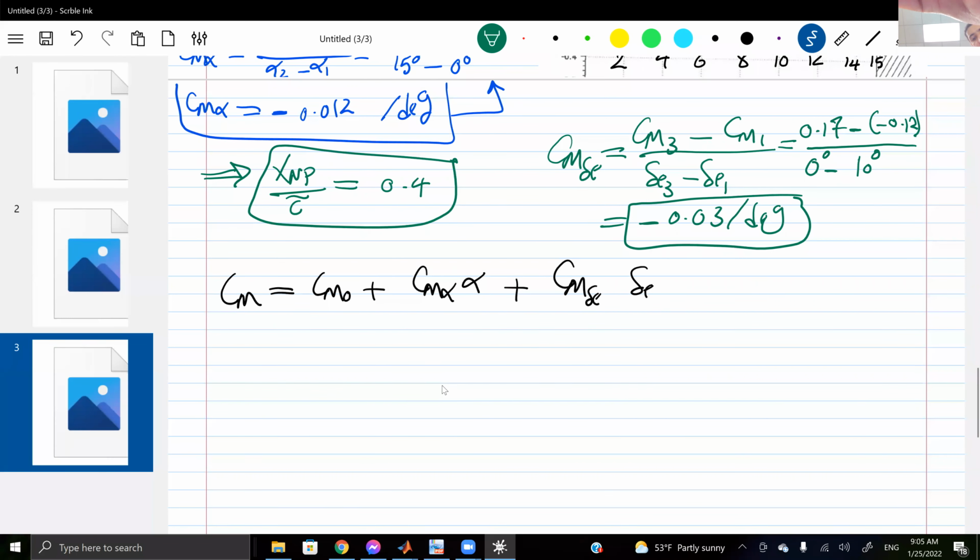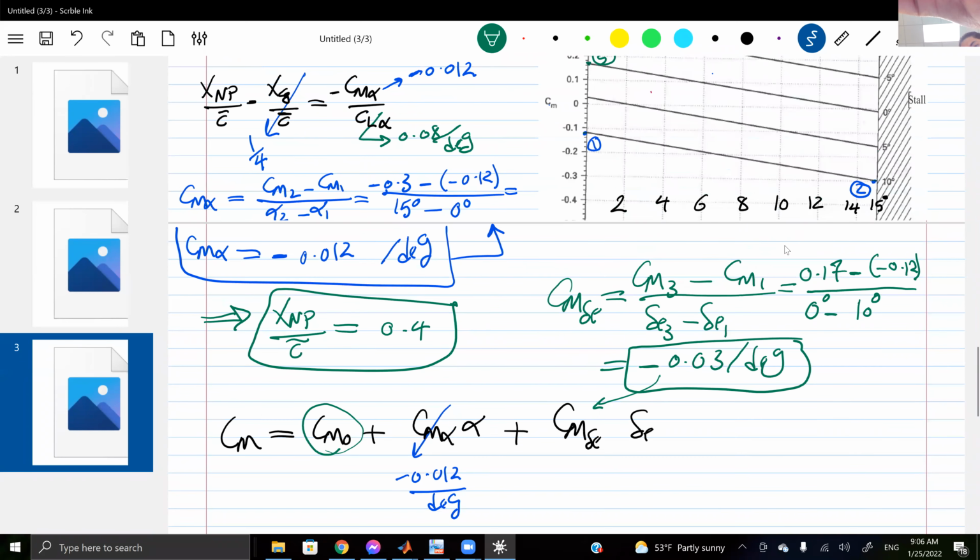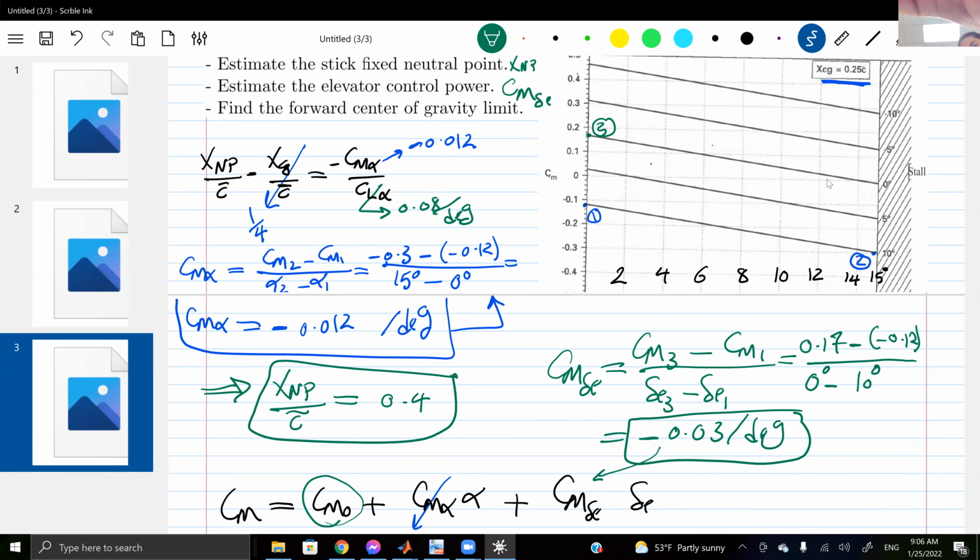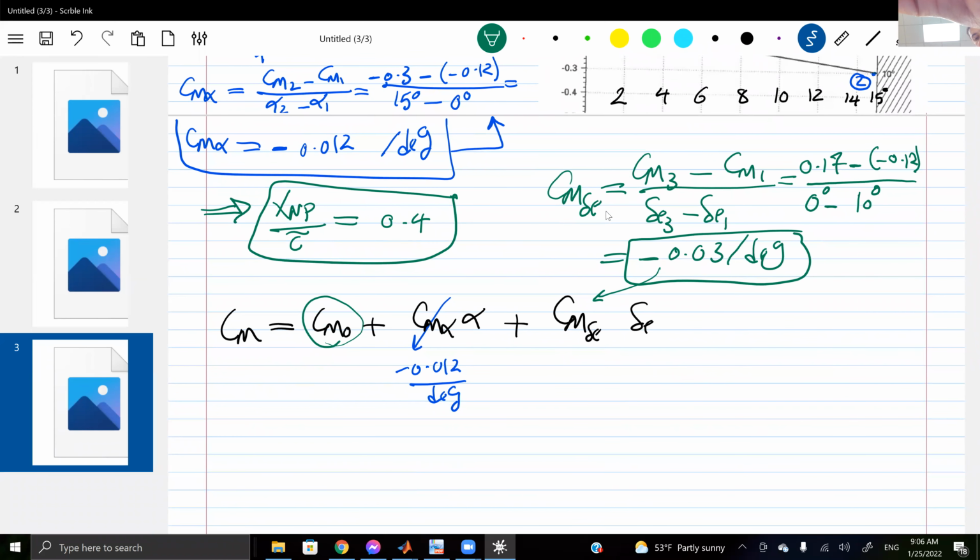Well, the CM alpha, we got it from before. This was negative 0.012. Let me put it in blue. Negative 0.012 per degree. And CM delta, we just got it here. So this is really negative 0.03 per degree. And what is CM0? Well, by definition, CM0 is the CM value at zero alpha and zero delta. So I go to the figure, I pick the line corresponding to zero delta, and I go all the way to zero alpha. This indeed is CM naught, right? Which we already got before, it's 0.17. So I have the entire equation if you'd like to work with the equation for any reason.